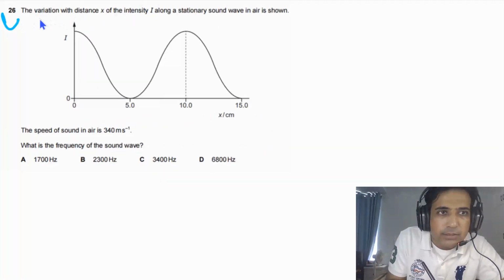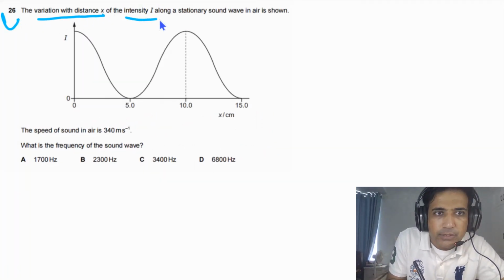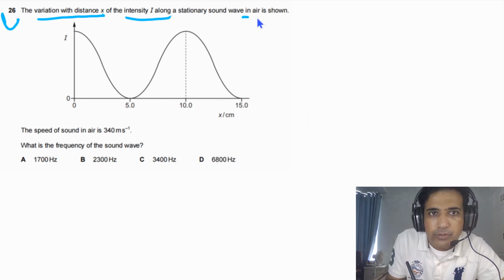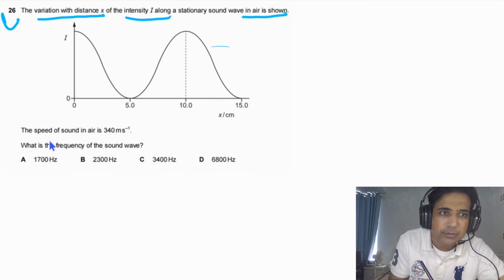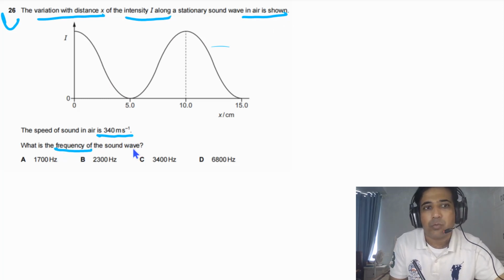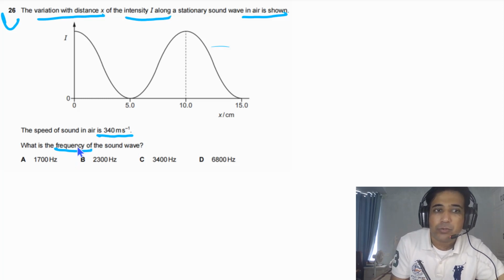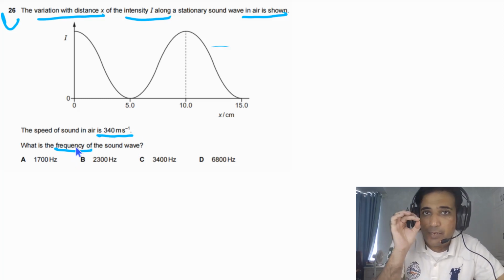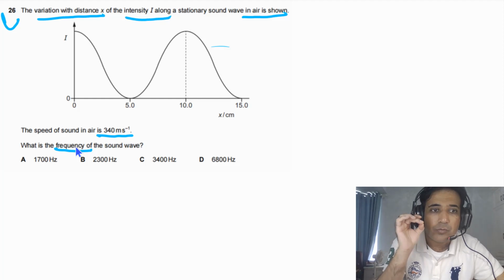Question 26 says the variation with distance x of the intensity I along a stationary sound wave in air is shown in the figure. The speed of sound in air is 340 meters per second. We need to find out the frequency of the sound wave. So we have speed, we need to find the frequency. If we have the value of lambda, we can find the frequency.